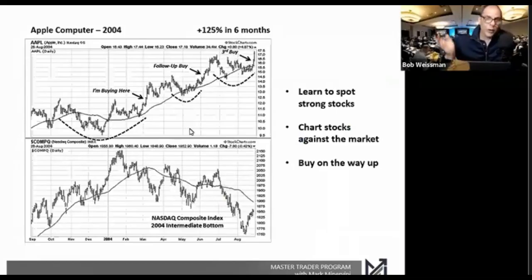And of course, we know the Apple story going forward from there, it's going up even much more. But what you want to do is learn to spot the strong stocks and chart the stocks against the market, particularly during bear markets, and buy as these stocks are breaking out, regardless of whether the market is in a correction, or at the very least, put these on your watch list, and you might see one that's outperforming and coming out of a base. And then as the market goes to lower lows and turns up, you might get yourself another opportunity to buy it. Let's take a look at Amazon.